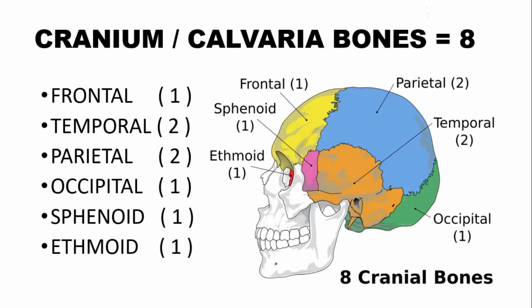So temporal and parietal are 2 in number. See, the temporal is present where the ear is present. So temporal and parietal, and the rest of the bones are 1 in number. As you can count, 2 plus 2, 4, 5, 6, 7, 8. Okay, 8 bones.